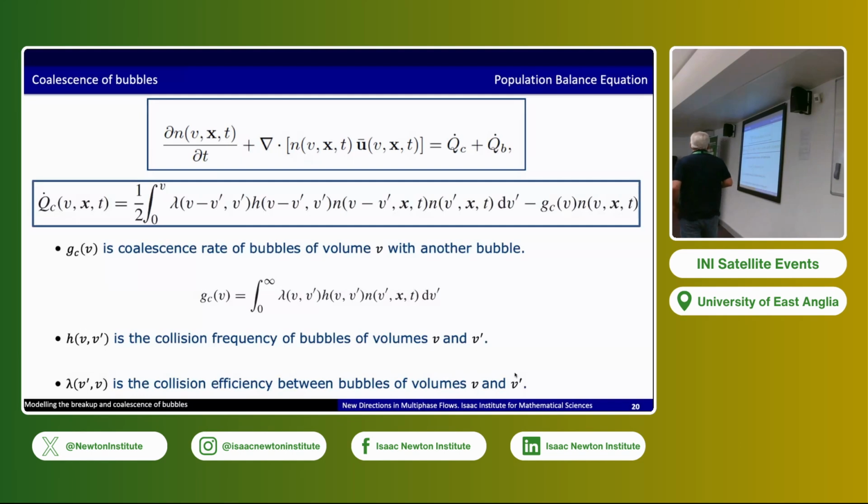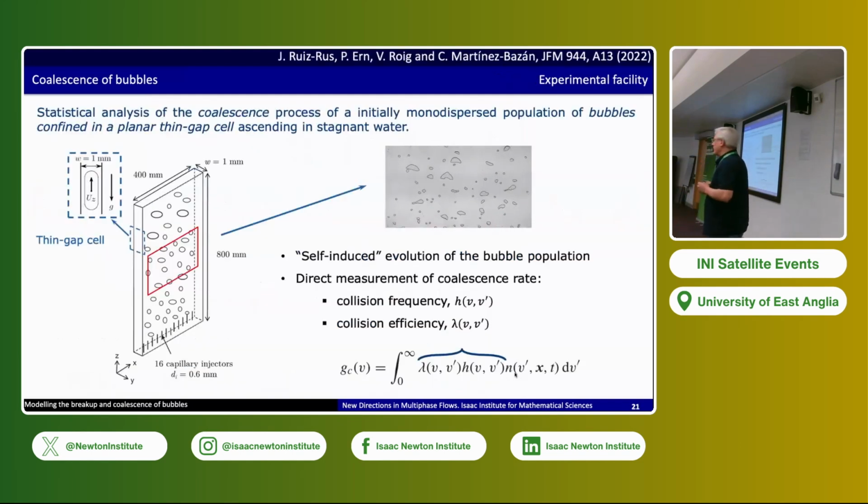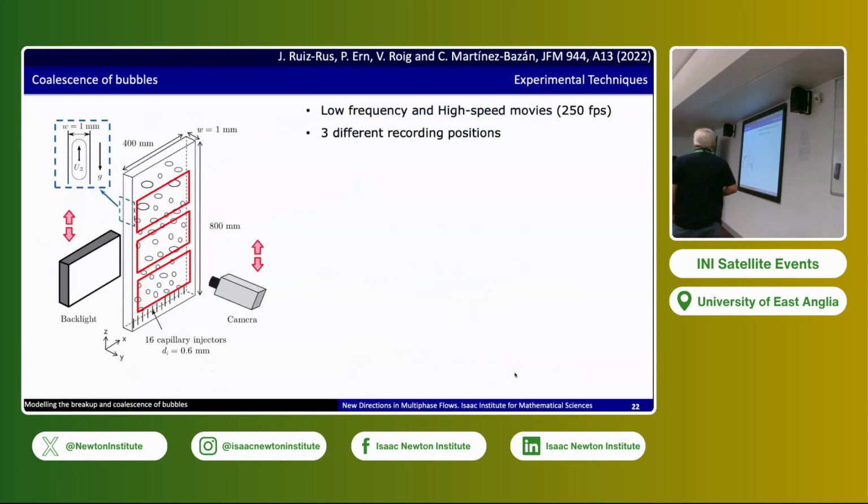To be able to do that, we performed, a few years ago, some experiments in a thin cell gap. So it's a planar gap. It has a thickness of a millimeter, and we injected bubbles from the bottom of the channel, from 16 capillary needles of diameter 0.6 millimeters. So we have here bubbles which are much larger than the thickness of the gap. So it's a Hele-Shaw cell, basically. And recording images with a low speed and high speed camera, we will try to develop models for this collision and coalescence frequency.